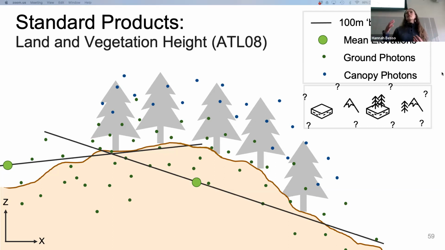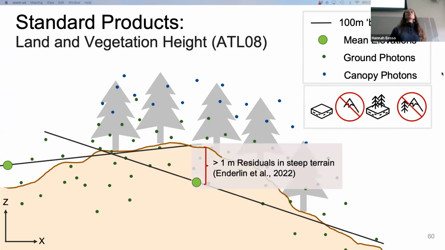However, over very rough terrain, 100 meters is a long distance to aggregate elevation over. And so if there are elevation differences at scales smaller than 100 meters, those segments will not capture that variability. And previous work has shown that there can be residuals greater than 1 meter in steep terrain using this product. So once again, that's a lot of error when we think about the typical depth of the snowpack, which at the most might be up to 3 meters in many places. So we conclude that this also is not an ideal product to measure snow depth in mountainous terrain.